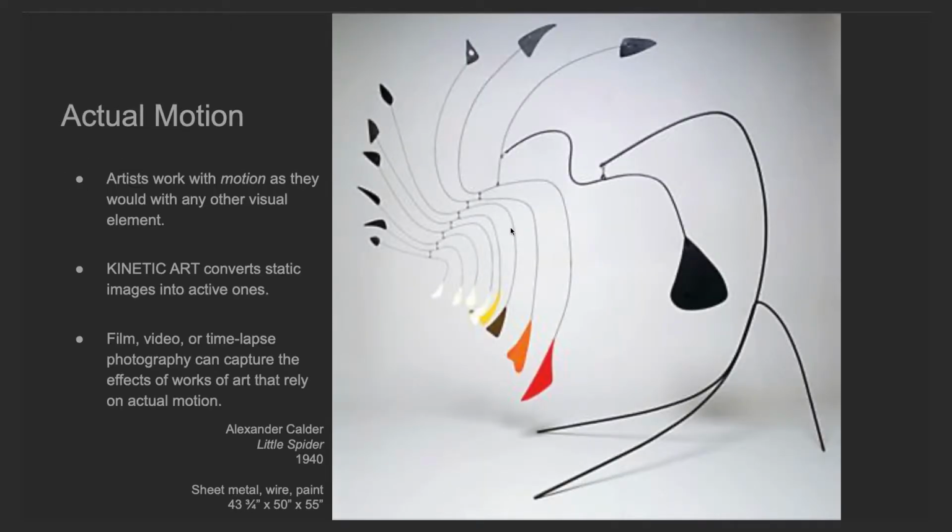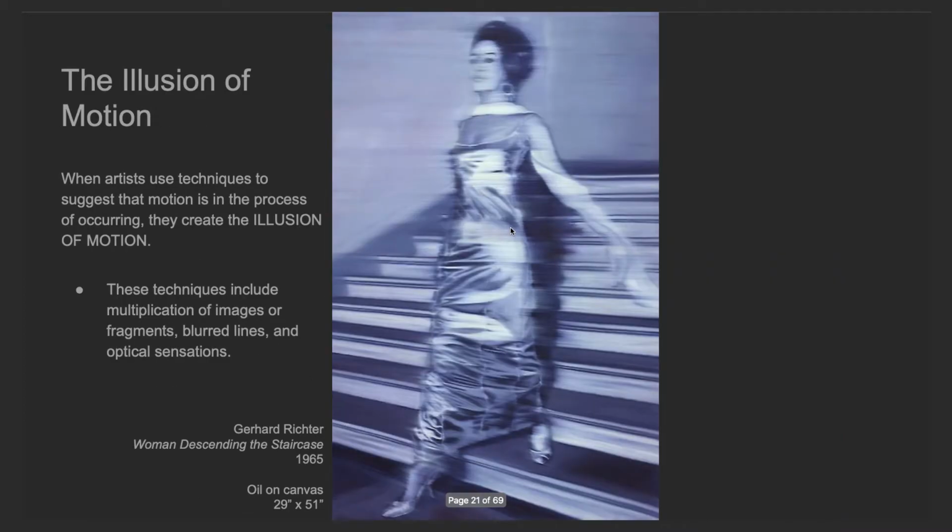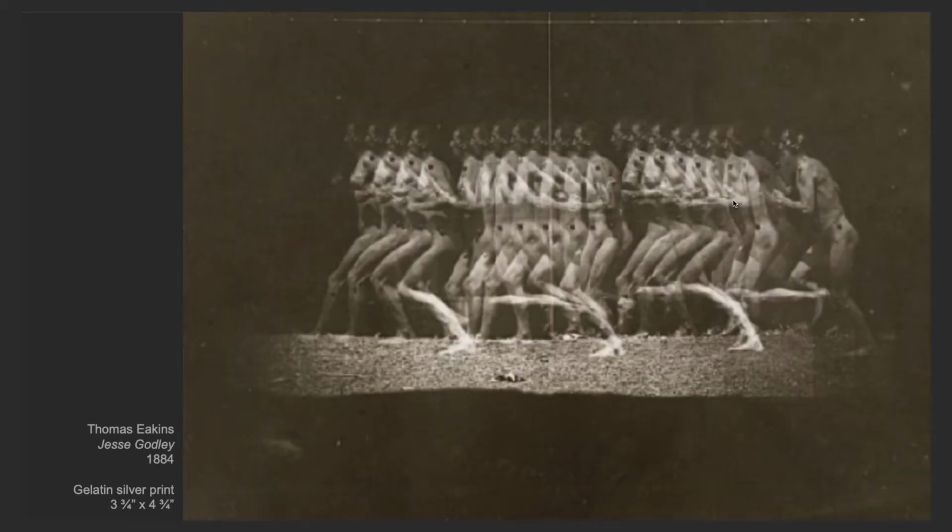There's actual motion in artwork. That's often seen in kinetic sculpture. Sculpture that actually moves. Then in two-dimensional artwork, such as painting, and such as this painting, there is the illusion of motion. The artist created the illusion of motion by blurring the lines in a horizontal way, really suggesting that the woman is coming down the stairs with a bit of speed. Again, the illusion of motion.